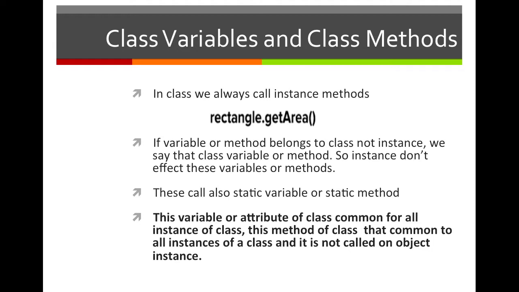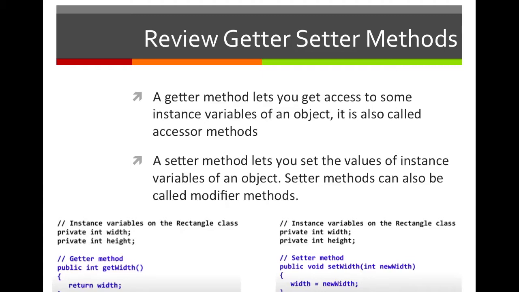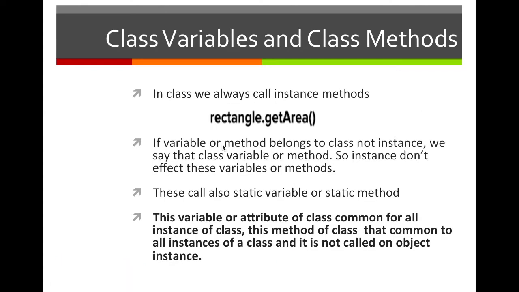Now, a variable or method can belong to the class, not the instance. For example, here we write private int width. This is an instance variable. If a variable or method does not belong to an instance, we say it is a class variable or class method. It belongs to the class, so instances don't affect these variables or methods. For example, rectangle.getArea is not affecting our class variable or class methods.